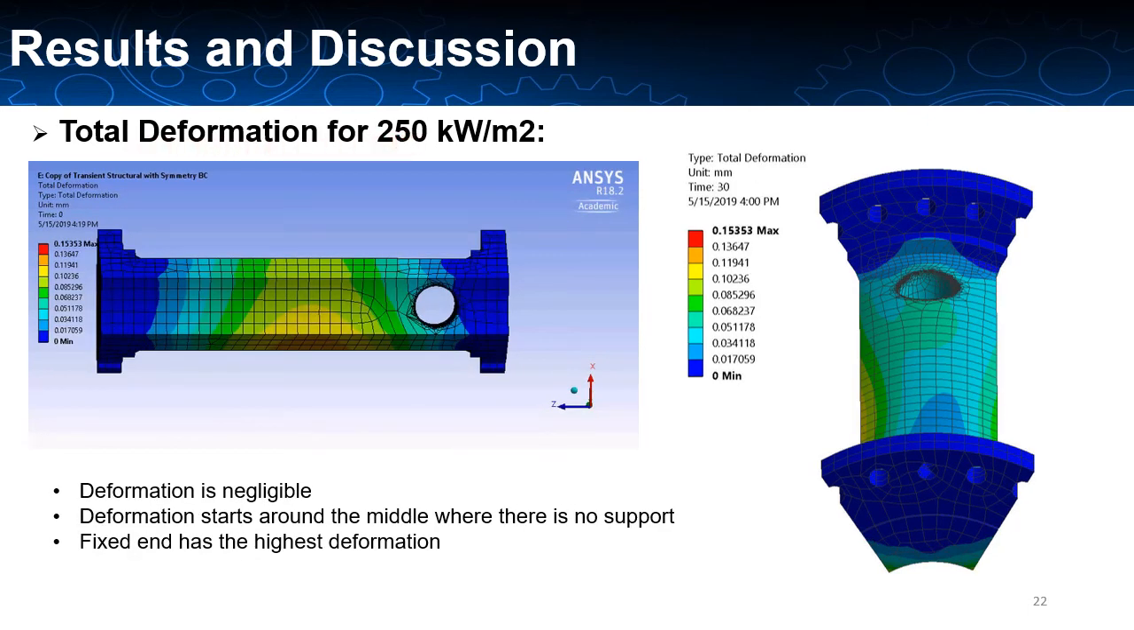This is the result for the total deformation for 250 kilowatt per meter square. As you can see, the deformations are pretty negligible. They're on a 0.15 millimeter scale for this whole 1 meter body. The deformation starts from the middle, which makes sense because there was no support in the middle. However, the maximum deformation the body sees is on that corner. It also makes sense because I fixed that face to get rigid body constraints.